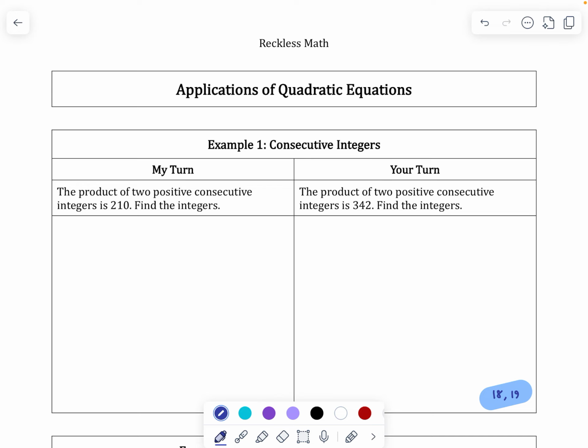I'm not going to stop and teach how to do these methods. We're applying these methods today. The concentration of this video is not so much how to solve quadratic equations, but how to set them up when you're given a word problem. So the full solutions can be found in the description. There's a PDF in the description.